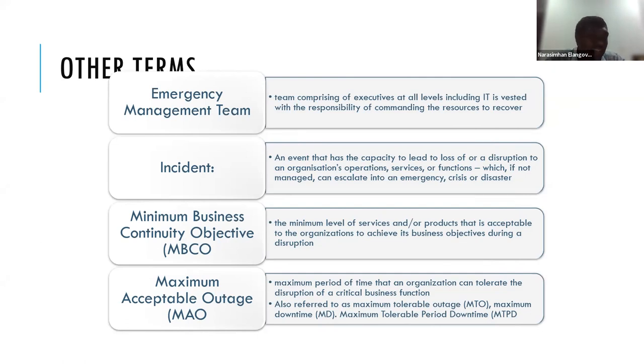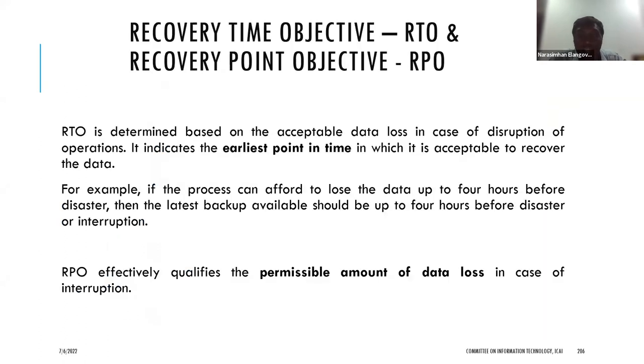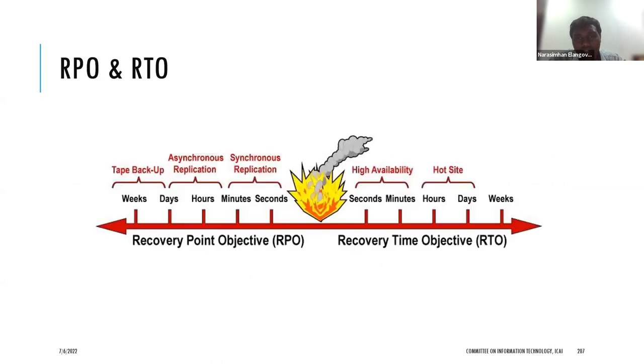Next, MAO, maximum acceptable outage. How long can you be without the system? In other words, it can also be referred to as the maximum downtime you can probably have. And here the two very important terms are RTO and RPO, and I'll go directly into it.